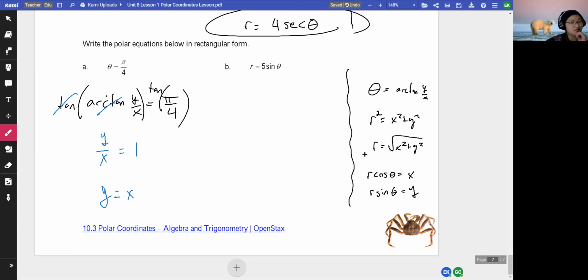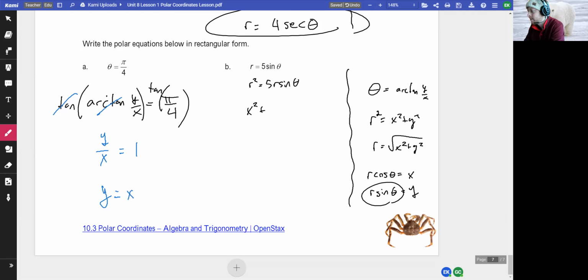What could you do to have this? Not that, this. We're really close to it, right? I'm going to multiply by r on both sides. So then you get r squared. What's r squared? x squared plus y squared. Oh, that's nice. Boom. Equals 5y.